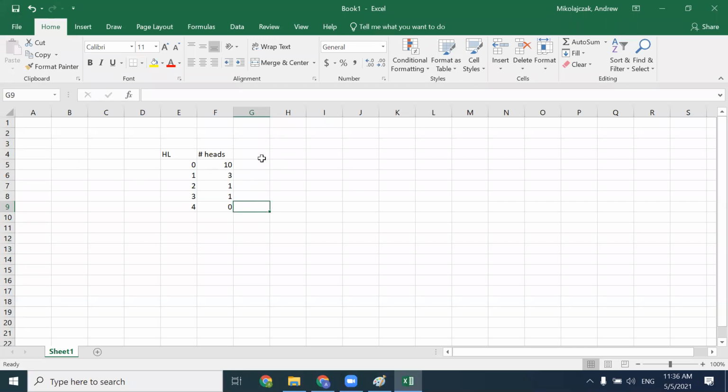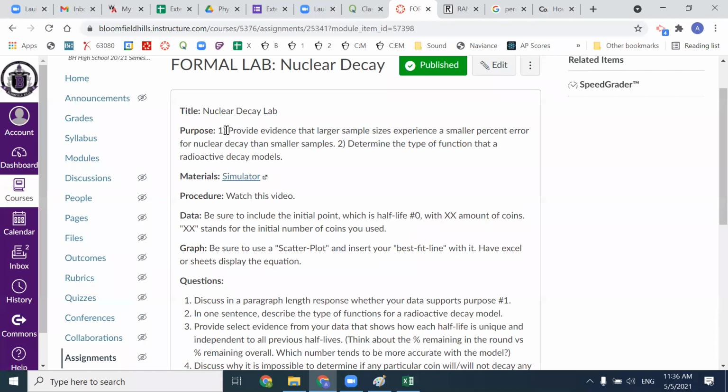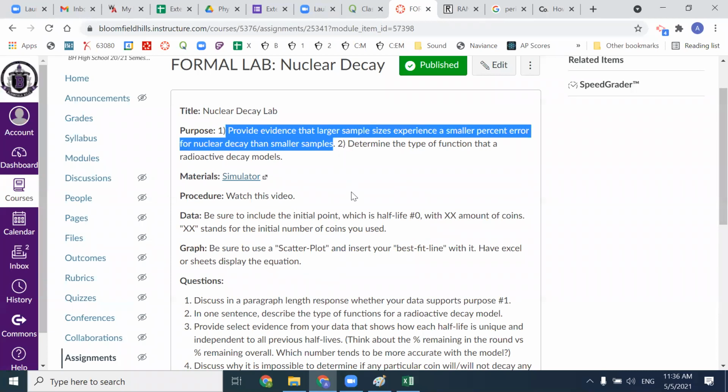So that's how you're going to collect the data. You want to make sure you got a plethora of small samples and a plethora of big samples, so you can clearly show evidence for purpose 1, that larger sample sizes experience a smaller percent error. In the process, you're probably going to see that the smaller sample sizes sometimes just boom, nail a 50-50 split right on the dot. With the larger sample sizes, it might happen, but it's pretty rare.